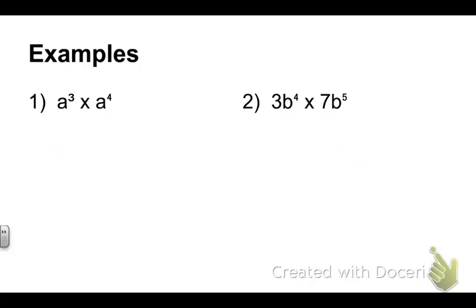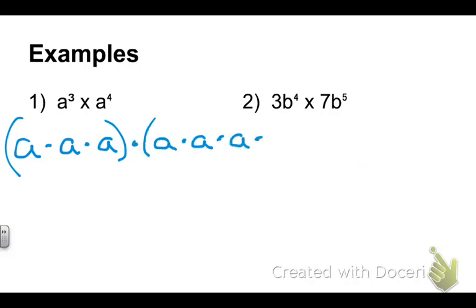So here's some examples. If we have a to the 3rd power, it means a times a times a. And then we're multiplying 4 a's: a times a times a times a. So if you look, they're all a's being multiplied, so just count. How many do you have? You have a to the 7th power. Look at your exponents. 3, 4, and we get an answer of 7. The only way to combine those is 3 plus 4 gives you 7.